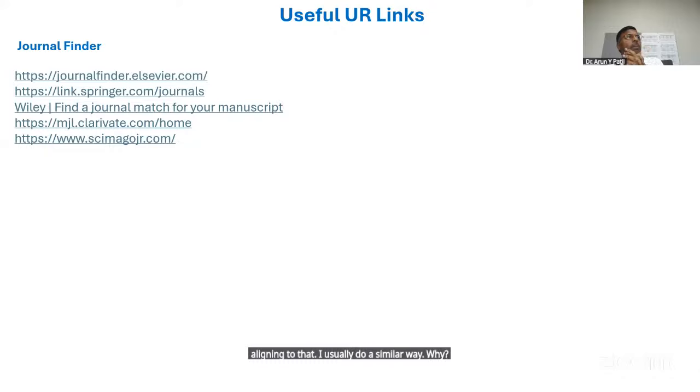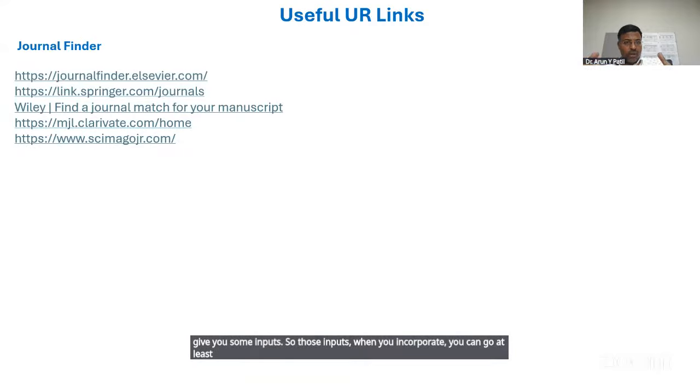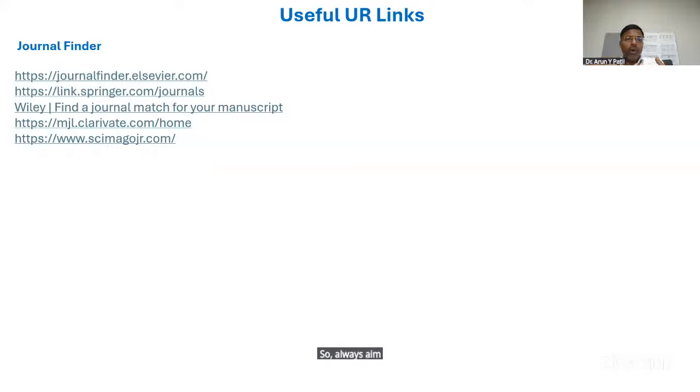Why? Because my target is to hit the highest in terms of impact factor, let us say. So I aim at a Q1 with 99 percentile. When you aim high and submit your paper to such a reputed publisher, even if it gets rejected, they will give you some inputs. When you incorporate those inputs, you can at least go to a next level journal. So always aim high, always aim with the highest impact factor.